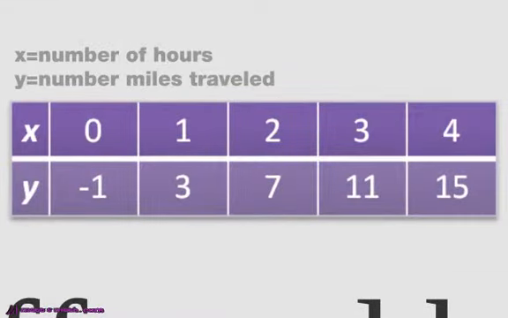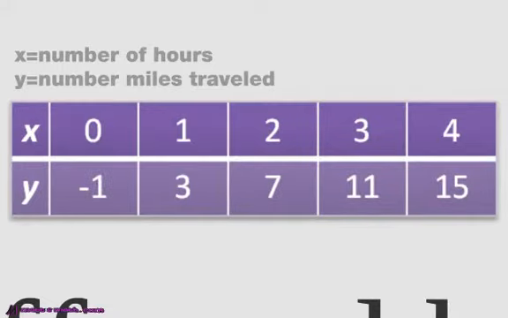Just like here, the number of hours traveled and the number of miles traveled. So at 0 hours, you're a mile behind where you wanted to start. At 1, you're 3 miles past it, 2, 7 miles, 3, 11 miles, and at 4 hours, you're 15 miles past it. So this x, the domain, is the independent variable because you put the 0 in the equation and it spits out the -1. You put the 1 in the equation and it spits out the 3.